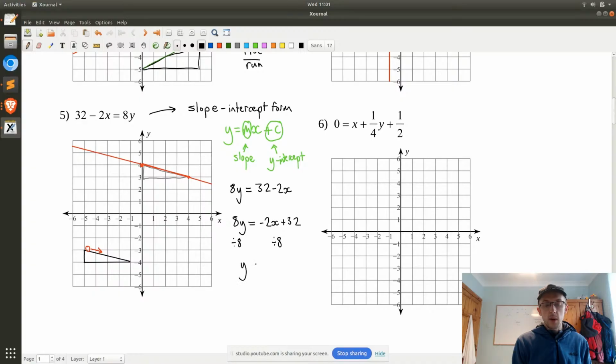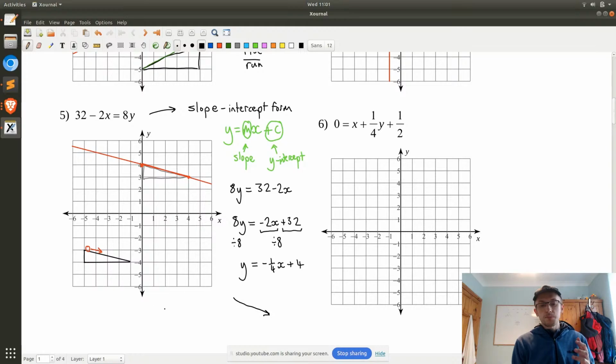So on the left, we have y, and on the right, how do you divide this whole side by 8? One term at a time. First divide that by 8, and we get -1/4 x. Then divide that term by 8, and we get 4. Now it perfectly matches that template up there. This here tells you what the slope is. The slope is -1/4. It will slope downwards, top left to bottom right. How much will it slope downwards?